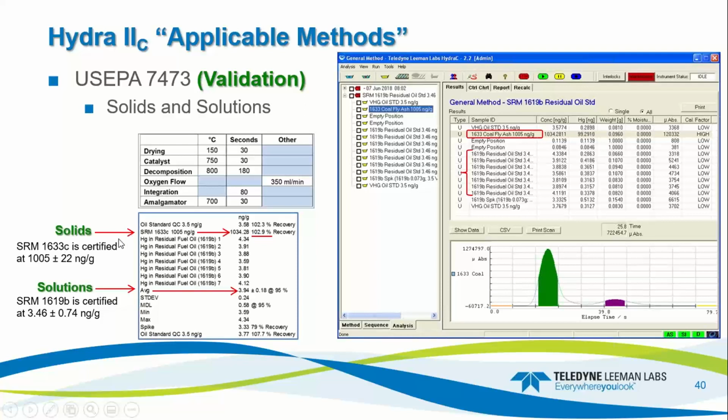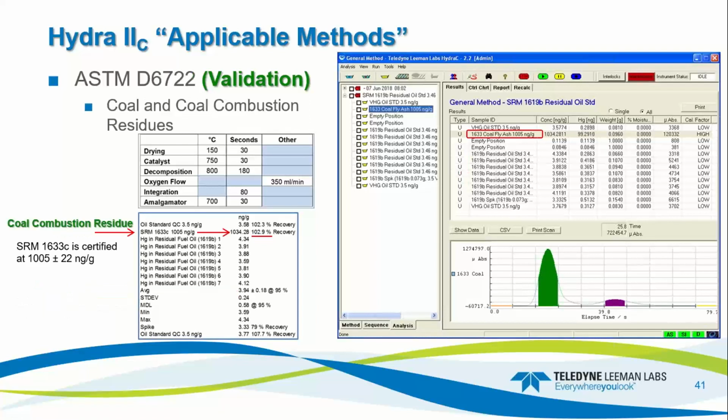So that's the solid. The certified value is 1005 plus or minus 22. I achieved 1,034, basically 103%. So one run, one method, 2 different sample types were validated for 7473. For the coal side of it, coal and combustion residues, the coal combustion residue is the coal fly ash. So that's a validation for 6722.